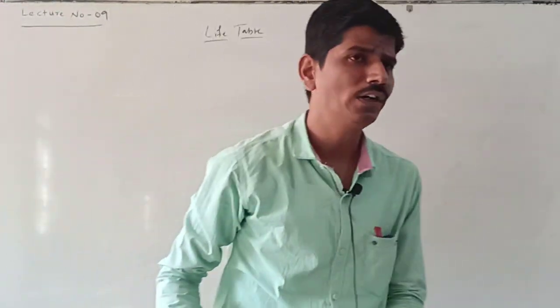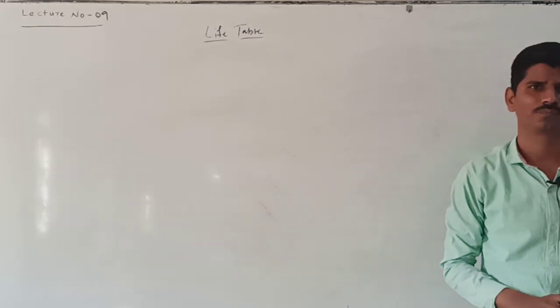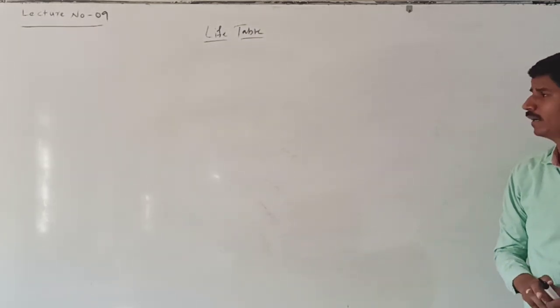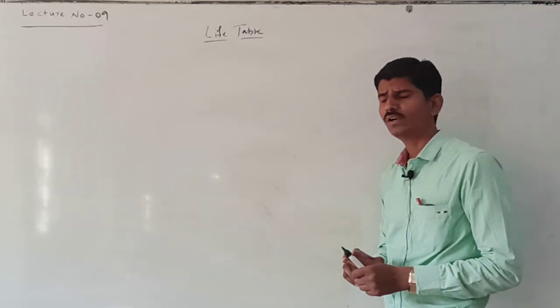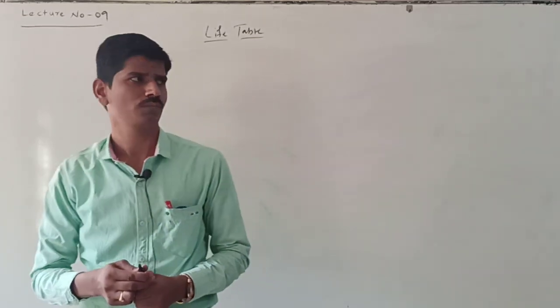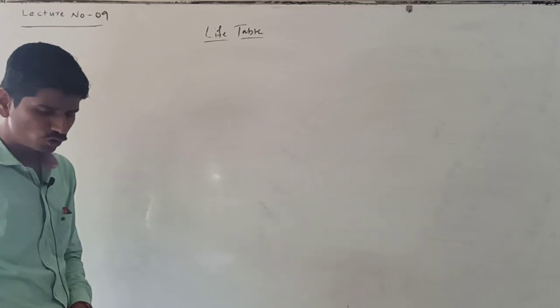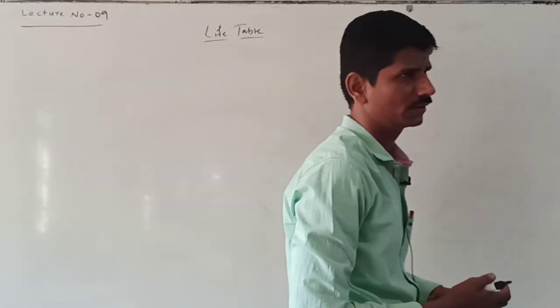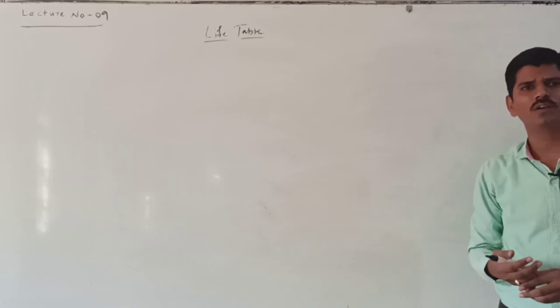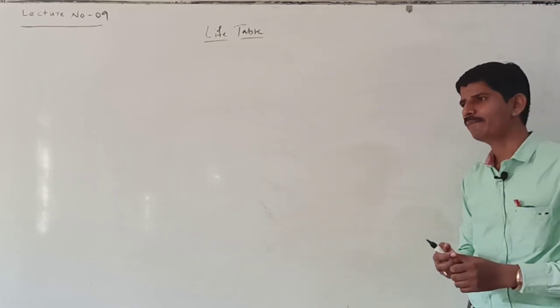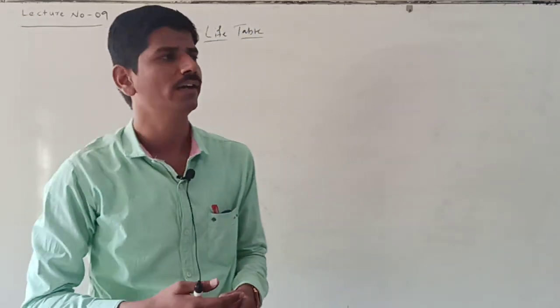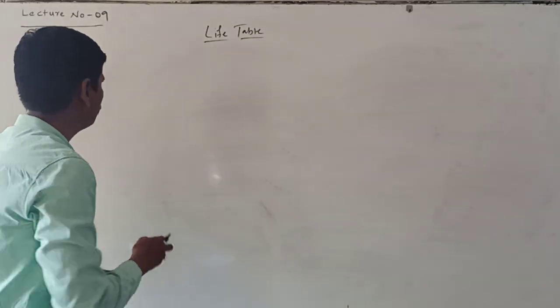Here, table is nothing but what? The tabular representation. What is that life table? Life table is nothing but the tabular representation of numerical data. The tabular representation of numerical data describing the mortality experience of a cohort is called as life table.